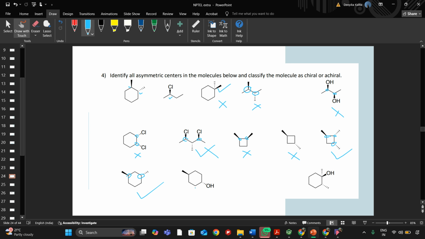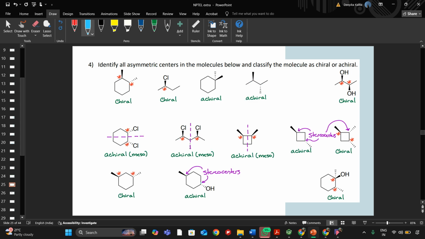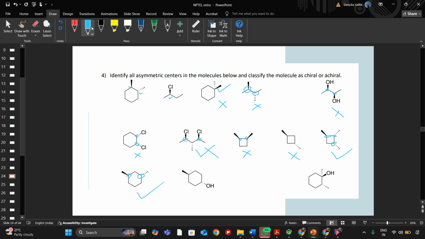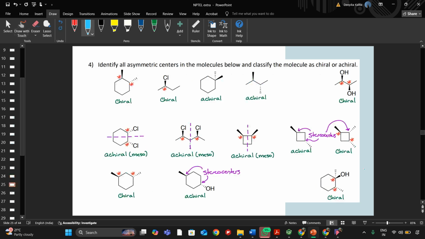In the next one, we have no asymmetric carbons because these two handles are identical, hence it is achiral. For this one, this is an asymmetric carbon and this is also an asymmetric carbon and it is going to be chiral. Hence, you can figure out the asymmetric centers present in the molecules and classify them as chiral or achiral.